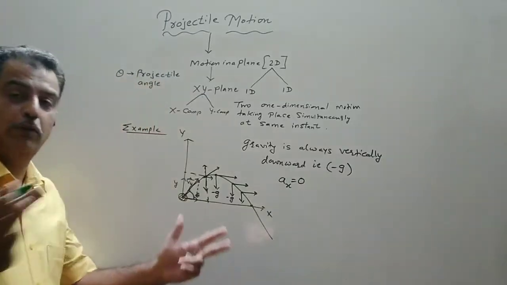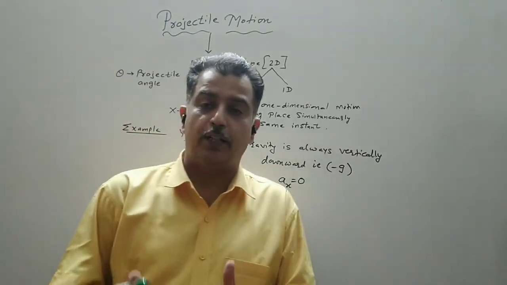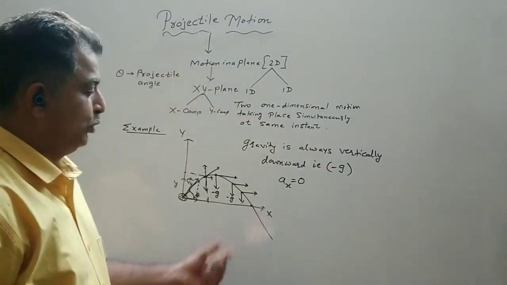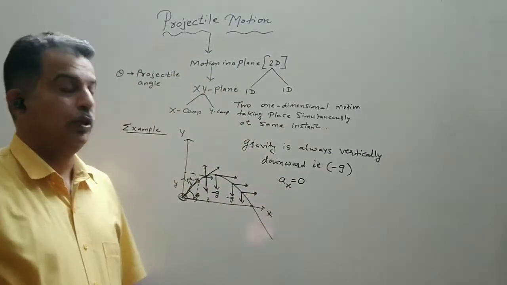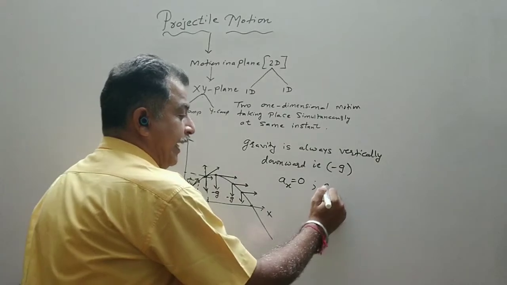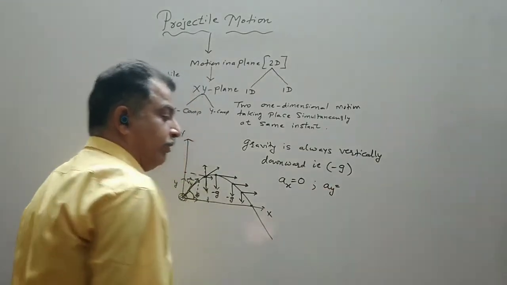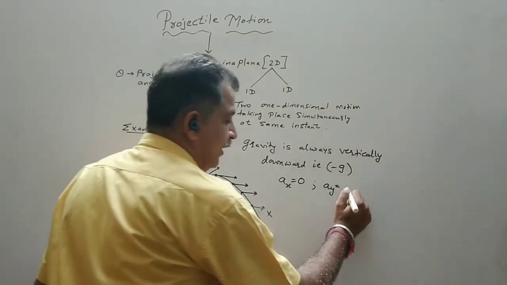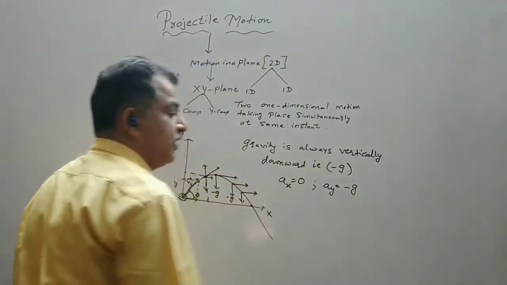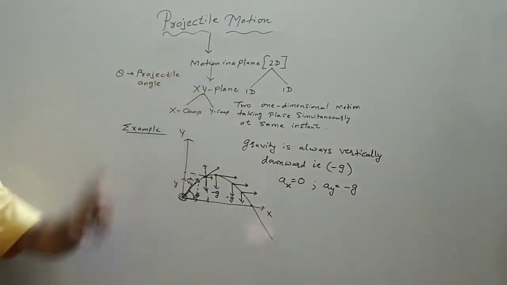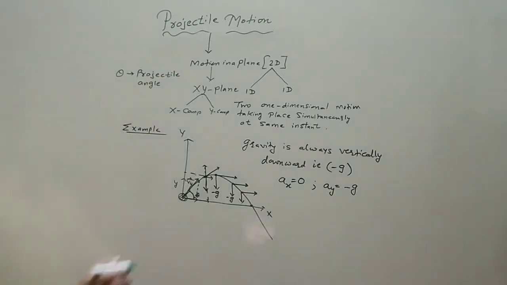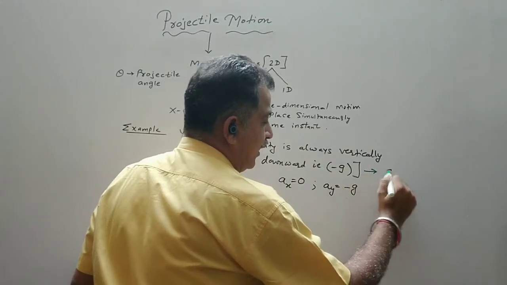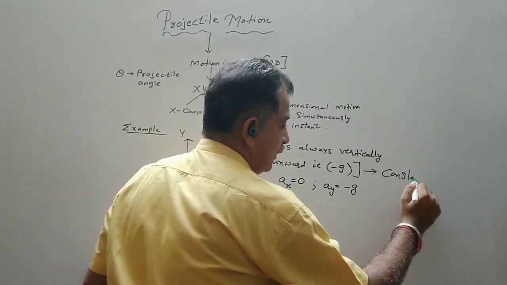When I resolve the acceleration due to gravity into the two components, we arrive at the conclusion that ax is equal to 0 and ay, the vertical component of acceleration due to gravity, will be taken as minus g. So in projectile motion, the gravity is always vertically downward and it is constant.